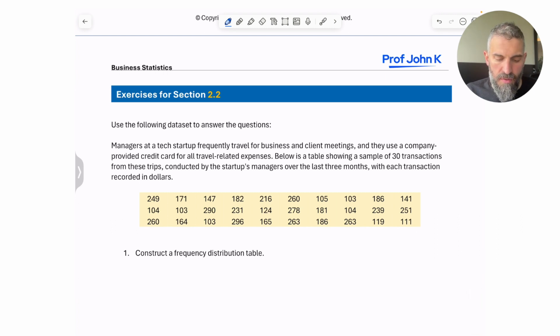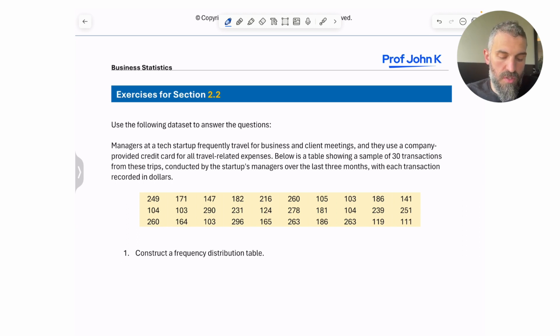So this is where I want to spend a bit of time. I want to solve this exercise. We're going to go through the things I think you need to know. So here you're given this case. Managers at a tech startup frequently travel for business and client meetings, and they use a company-provided credit card for all travel-related expenses. Below is a table showing a sample of 30 transactions from these trips conducted by the managers. Each transaction is in dollars.